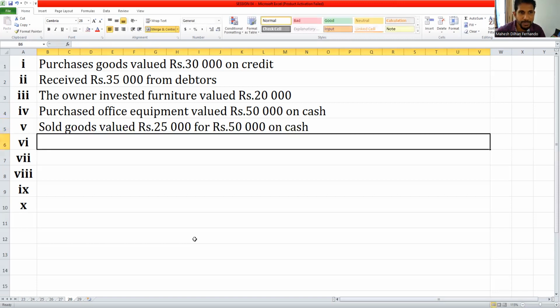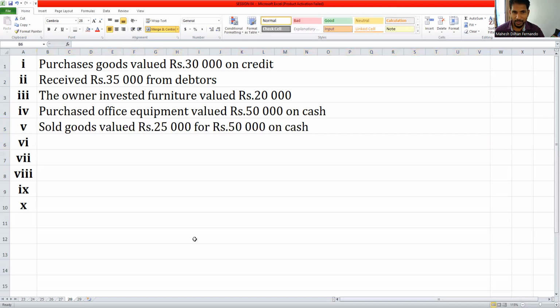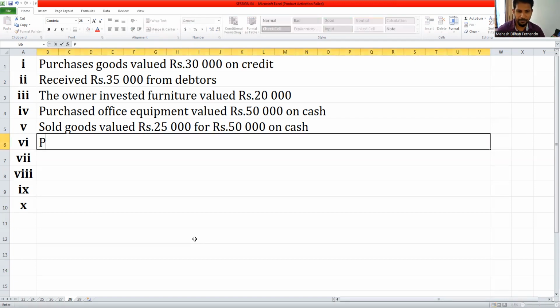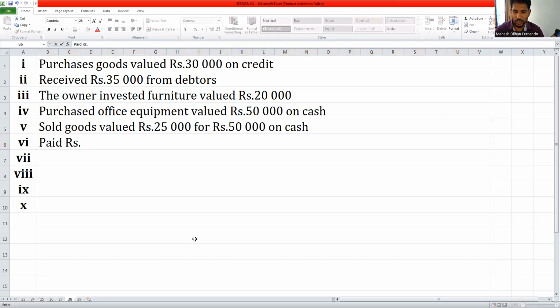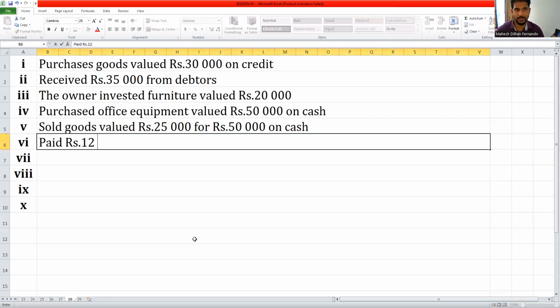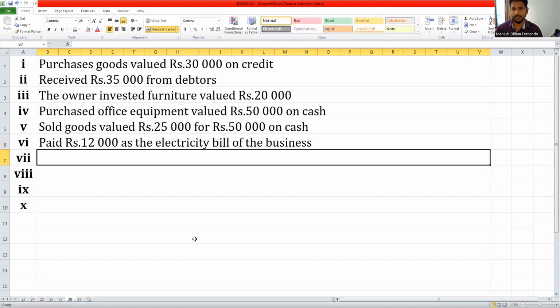Okay. Number 6, and it also says there are no drawings. Cash minus 12, capital minus 12. A payment, and that payment has to be an expense. Let's use another expense now. Paid rupees 12,000 as the electricity bill of the business. You can say water bill, salaries, office rent, name any expense.